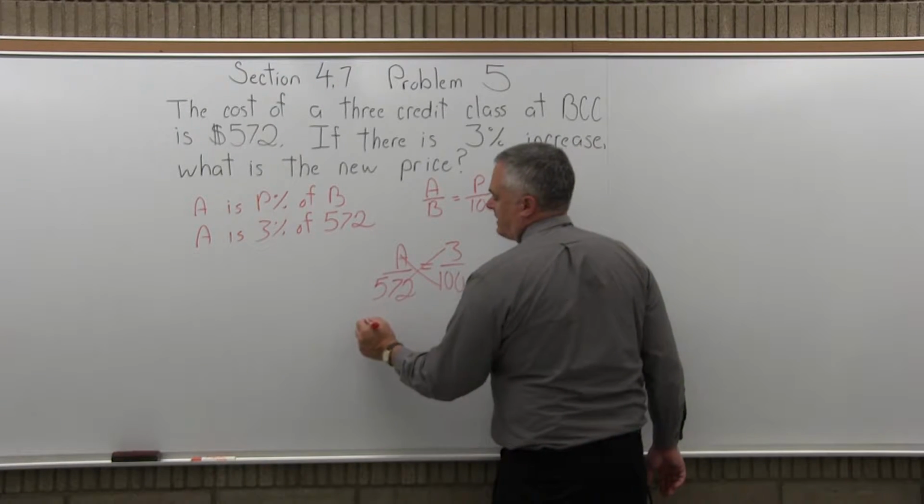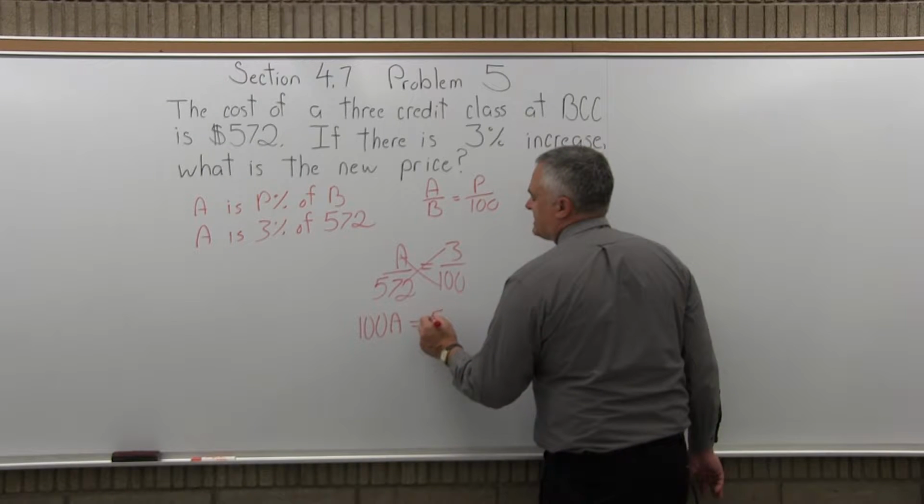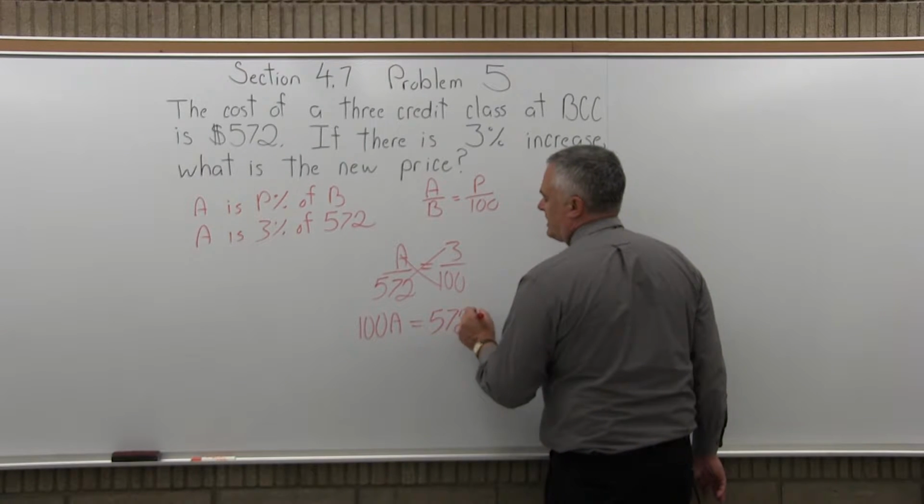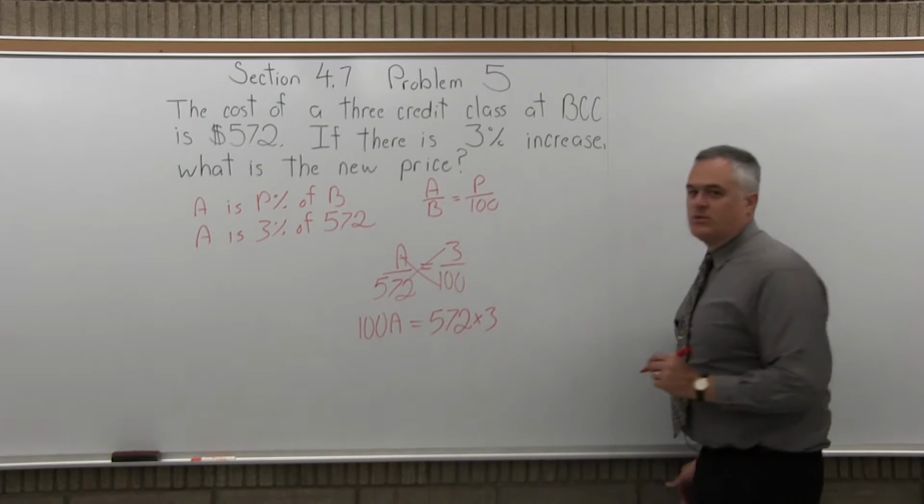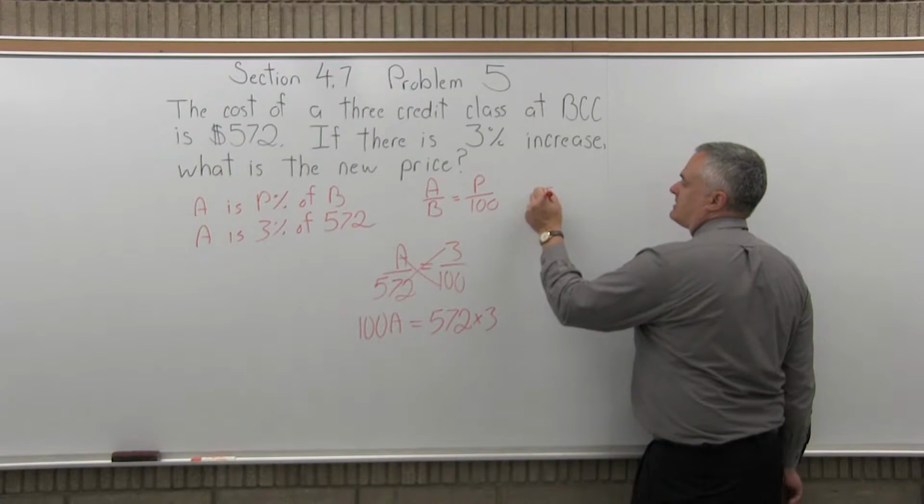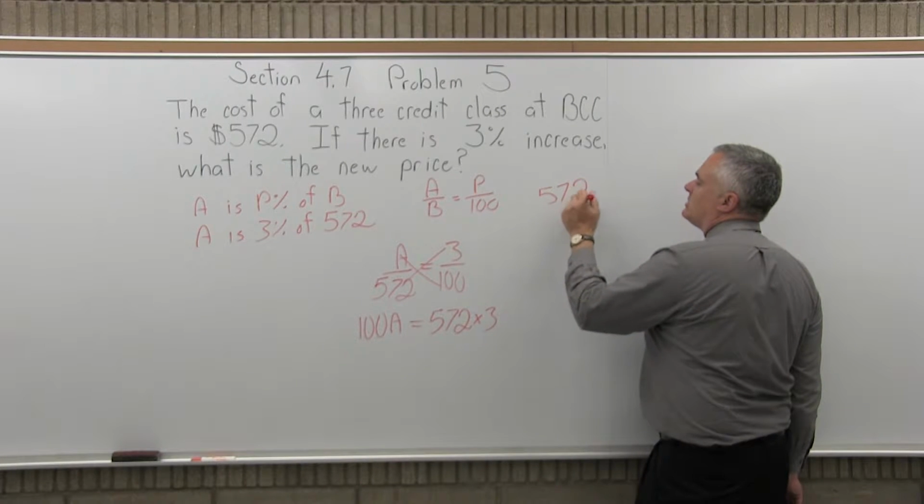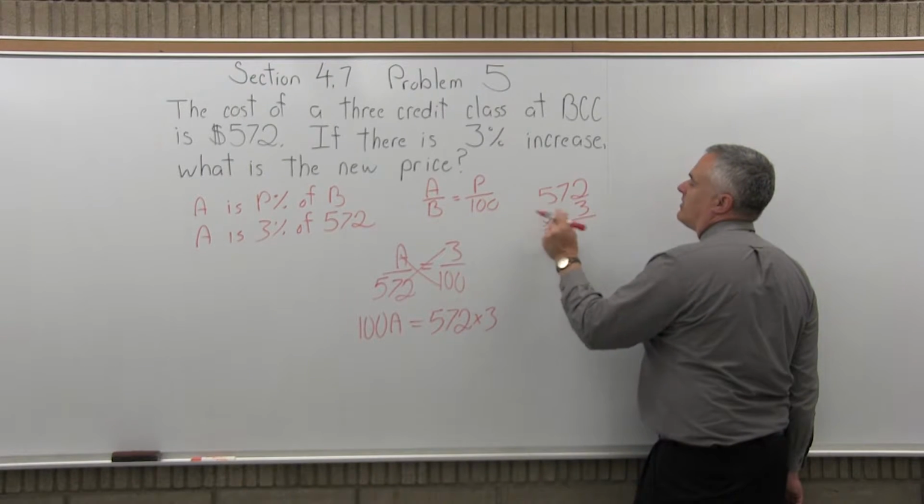So A times 100 will be 100A. That's easy. Equals 572 times 3. That I'm going to have to do a little work for. If you can use a calculator in your math class, then it's a piece of cake. Just multiply 572 times 3. If you can't, just go off to the side and multiply it the long way.